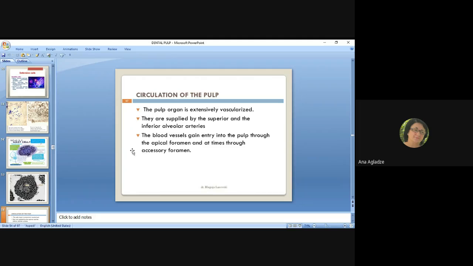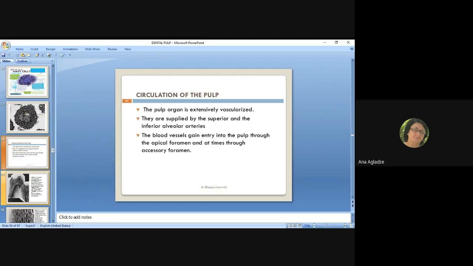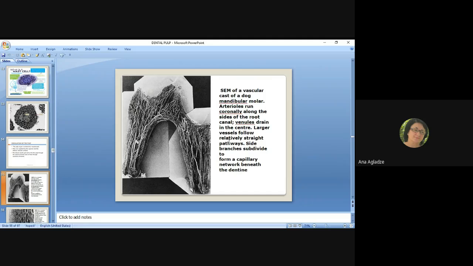After this, we can discuss the circulation and vasculature, the blood vessels. You know that the pulp is extensively, profusely vascularized, and it has such blood supply. Here you can see the pulp, a vascular cast of the mandibular molar, and you can see blood vessels. The main vessels pass in and out of the pulpal tissue through an apical foramen.